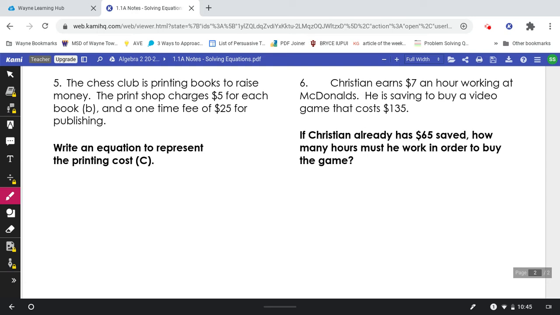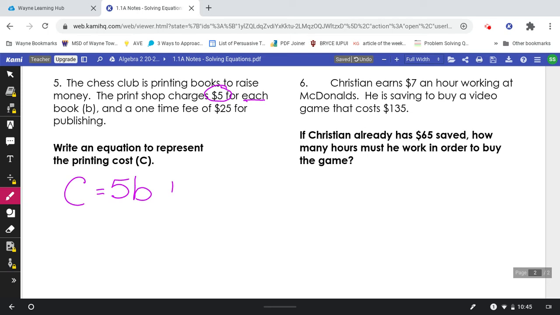So what I notice here is that the directions are just asking me to write an equation. They're not actually asking me to solve anything. So I'm going to write C equals, that's the printing cost. And then I have to think about what I need to pay for. Well, I have to pay $5 for each book. So every time I have a book, I have to pay $5. So I'm going to represent that using 5B.